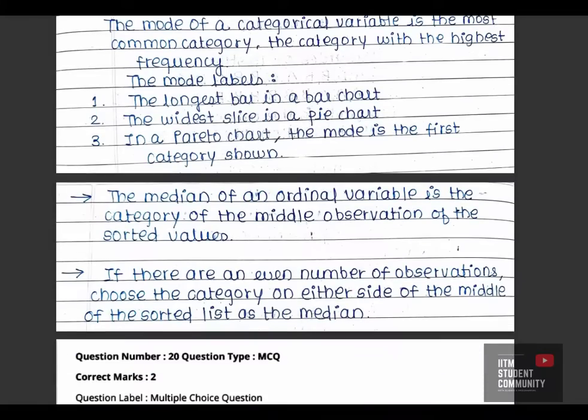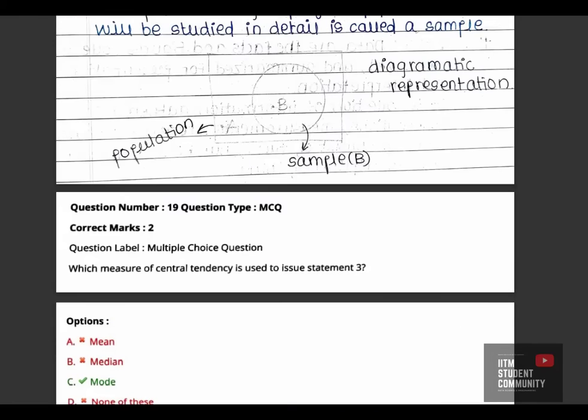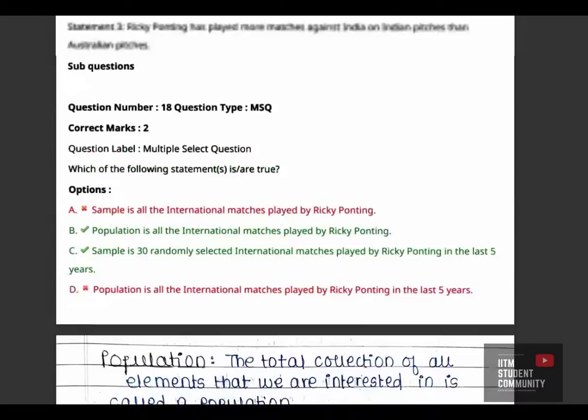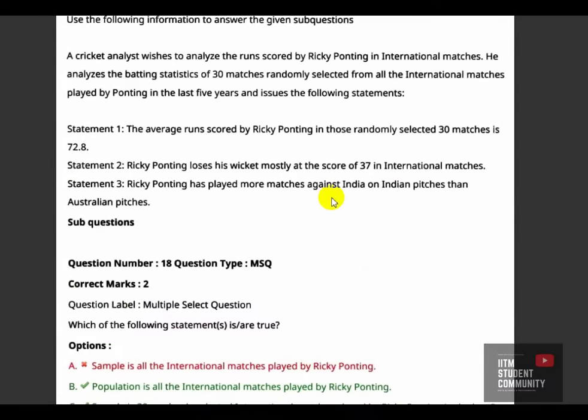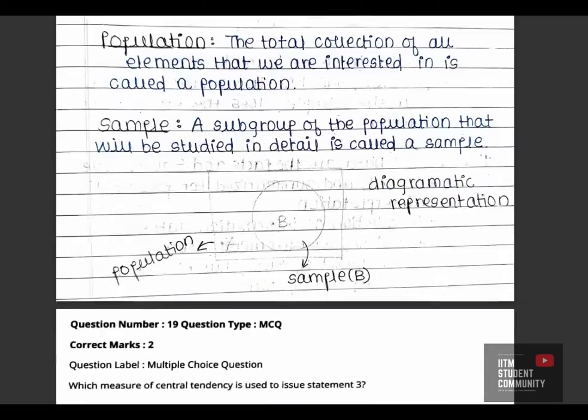And median, the median of an ordinal variable, is the category of the middle observation of the sorted values. If the observations are even, then we choose the category on either side of the middle of the sorted list as the median. Now here they have asked which measure of central tendency is used. We will look at statement 3. It says Ricky Ponting has played more matches against India on Indian pitches than Australian pitches. Here we can see the word more, that is, while looking at the definition, it is high frequency. So you can easily figure out it is mode.